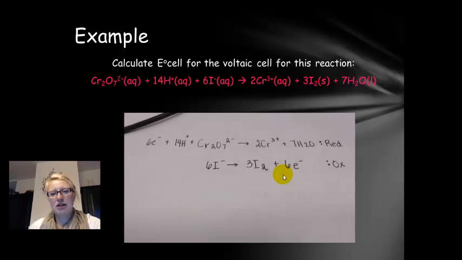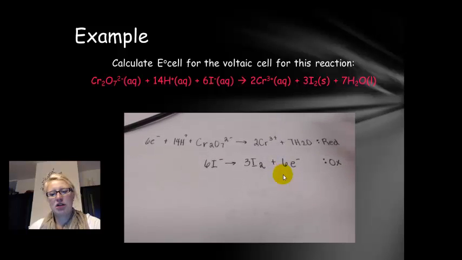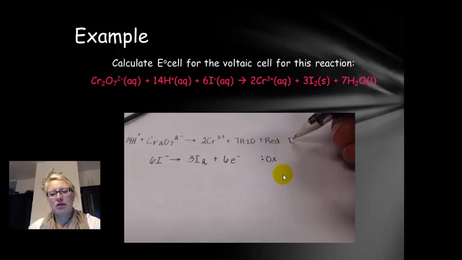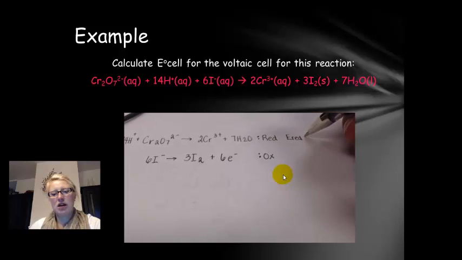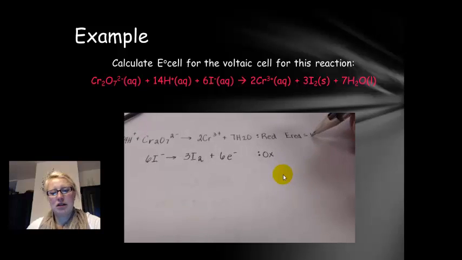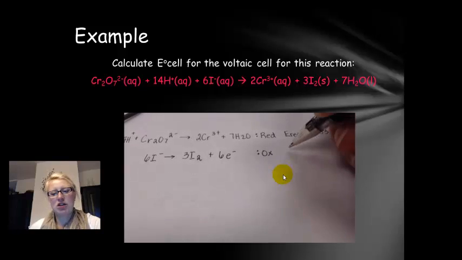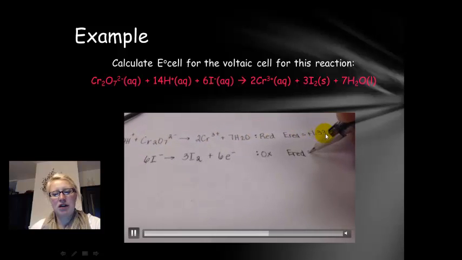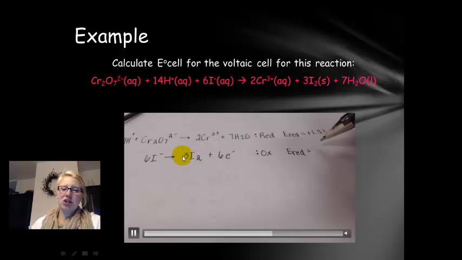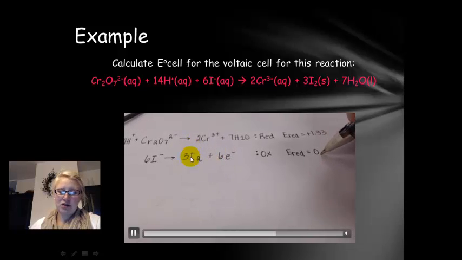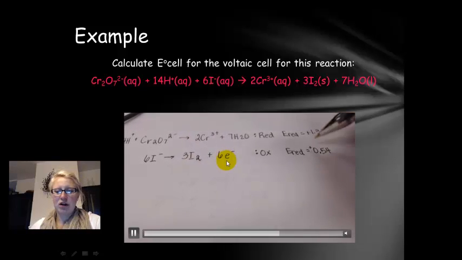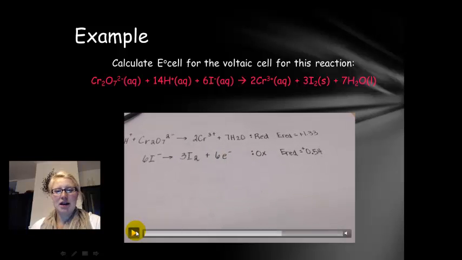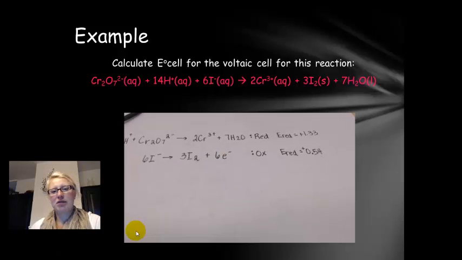So E cell is equal to the standard reduction potential for the reduction reaction minus the standard reduction potential for the oxidation. So we look on our chart, we find this exact reaction, E red is 1.33. We look on our chart and we see that iodine being reduced is 0.54. So take a second just now to try and flip back to the slide with reduction potentials, or the one that I gave you, and see if you can find those numbers.